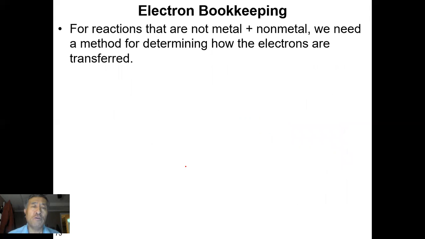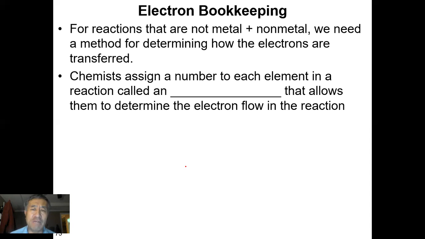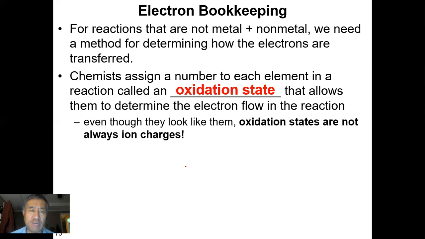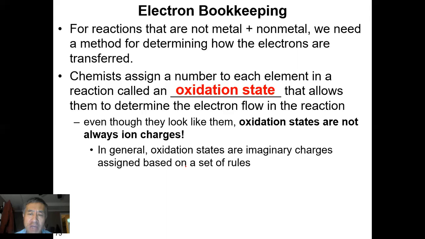And for some other reactions, you might not see the electron transfer clearly. So for reactions that are not metal plus non-metal, we need a method for determining how the electrons are transferred. Chemists assign a number to each element in a reaction, called the oxidation state or oxidation number, that allows them to determine the electron flow in the chemical reaction. Even though they look alike, oxidation states are not always ion charges. In general, oxidation states are imaginary charges assigned based on a set of rules.